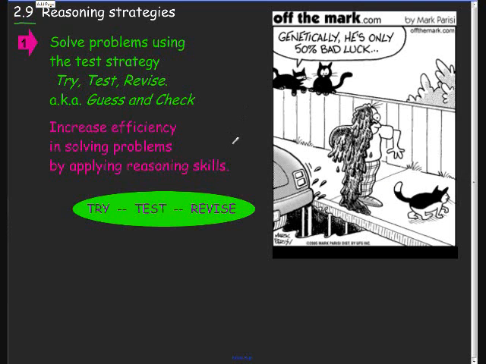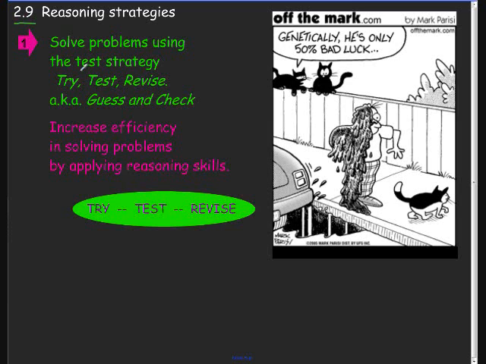Reasoning strategies. I'm just looking at the cartoon. He's only 50% bad luck because he's only half a black cat. Oh, I've had half a black cat before. Probably you have too. Some of you, a black and white cat.